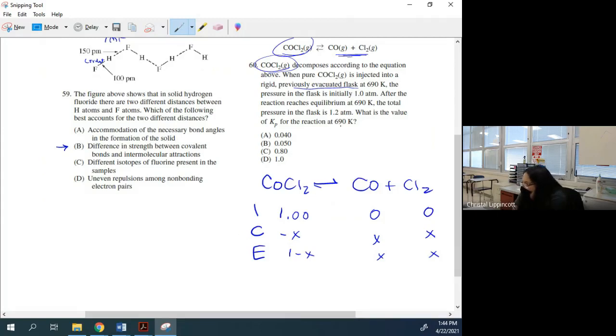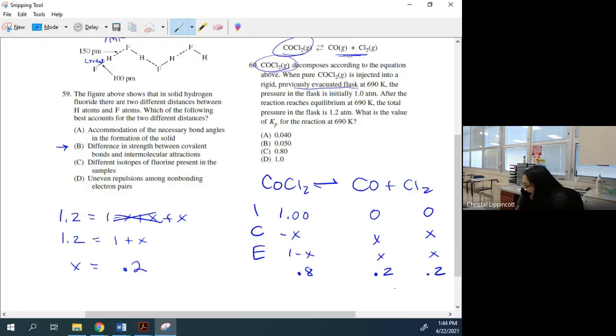When it reached equilibrium, then it is at 1.2 atm. So 1.2 equals 1 minus x plus x plus x. So these x's subtract each other out. So 1.2 equals 1 plus x. So x is going to equal what? 0.2. Okay. So 1 minus x is going to be 0.8, and this will be 0.2 and 0.2.